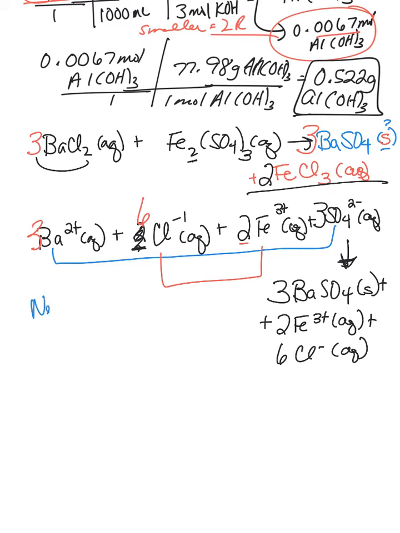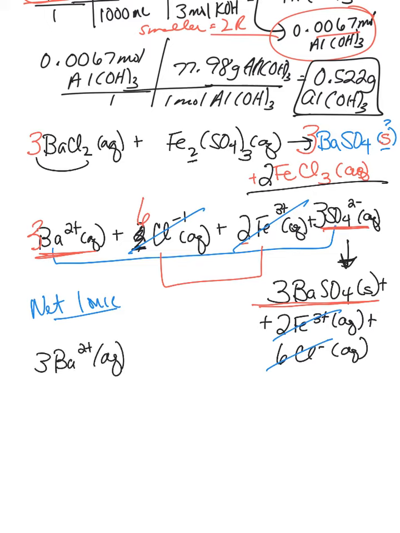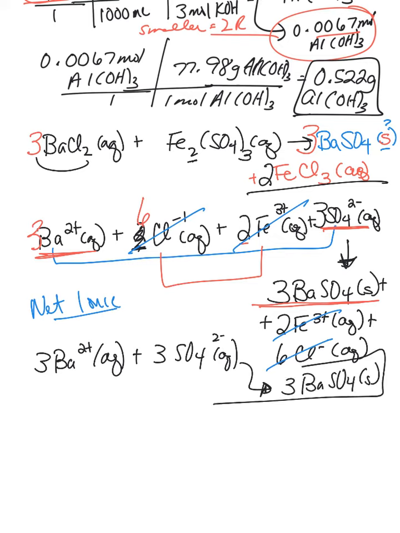And so for our net ionic, we're going to cross out our spectator ions. Now notice the solids are going to stay together, so sulfate's going to stay and barium's going to stay. Chlorides on both sides, that's going to go. Iron's going to go, and then when we rewrite what's left over, we have 3 barium 2+ aqueous, plus 3 sulfates 2- aqueous, and that goes to 3 barium sulfate solid. And that is your balanced net ionic equation with all its phases.